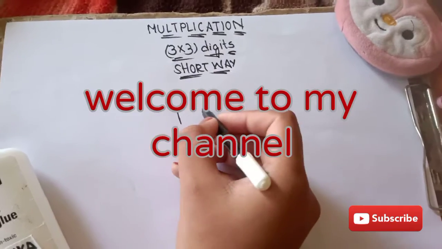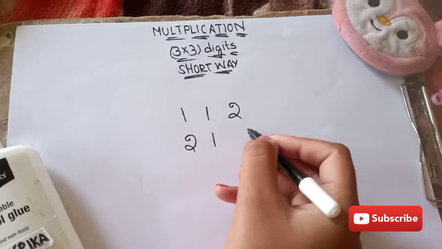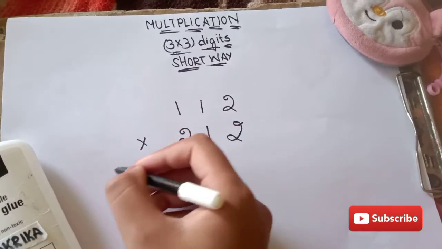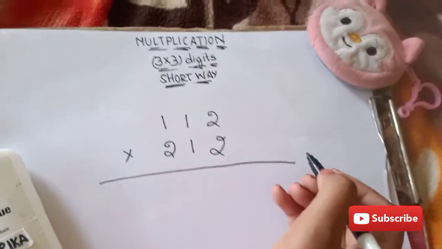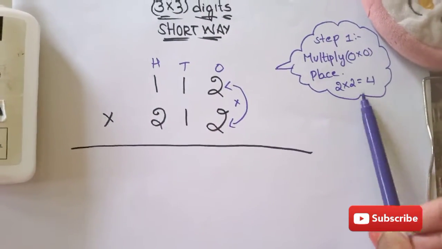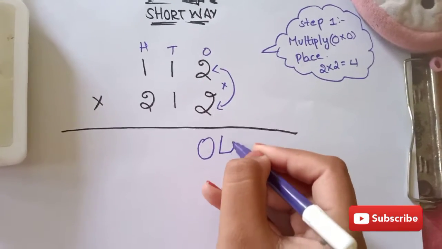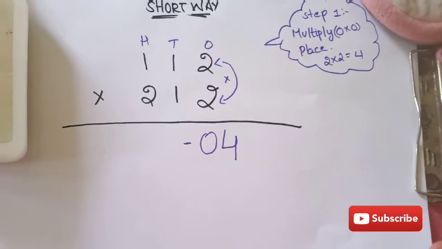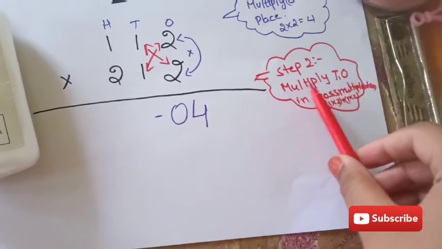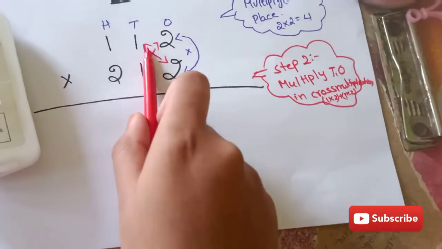Short way. So let's take an example like 112 into 212. Let's see the short way. Step 1. Multiply ones into ones place. 2 into 2, that equals 4. Step 2. Multiply tens and ones place in cross multiplication.